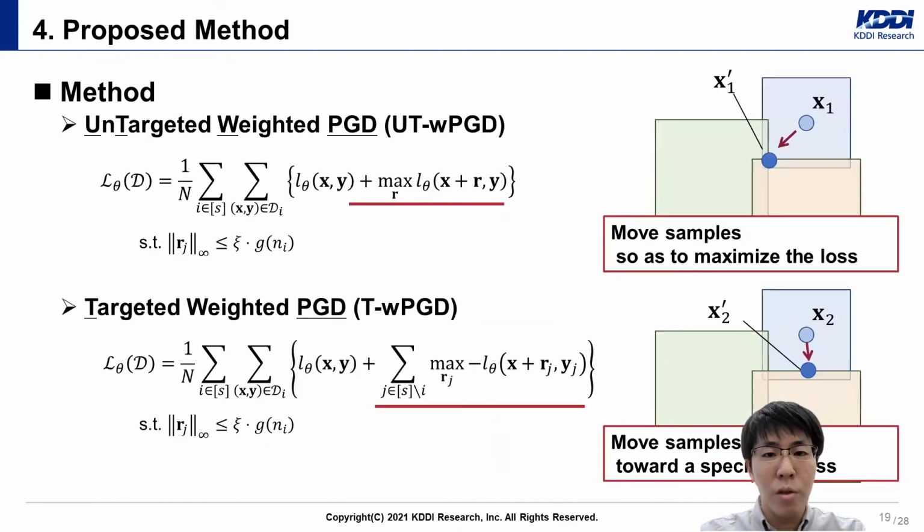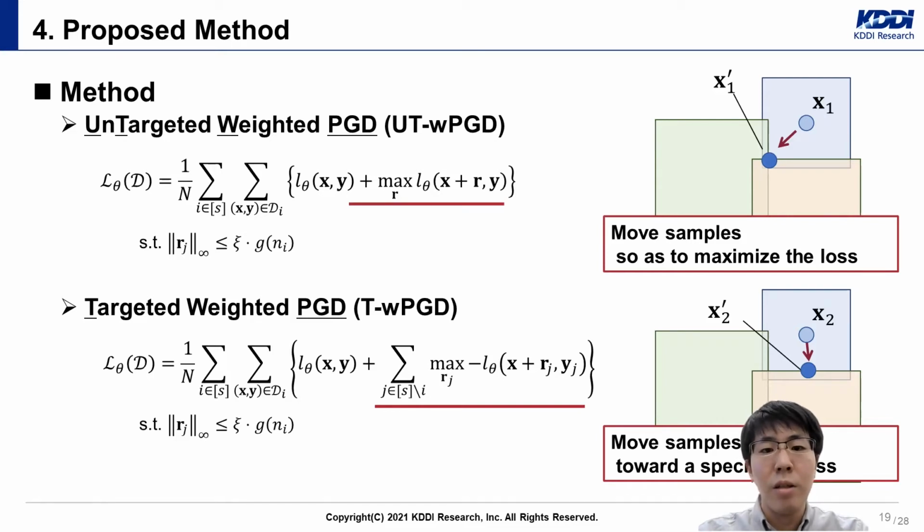In our proposed method, we take two approaches, untargeted and targeted. The untargeted method, called UTWPZD, aims to move a sample so as to maximize the loss. On the other hand, the targeted method, called TWPZD, aims to move samples toward a specified class. In other words, it moves samples so as to minimize the loss with respect to a specified class.